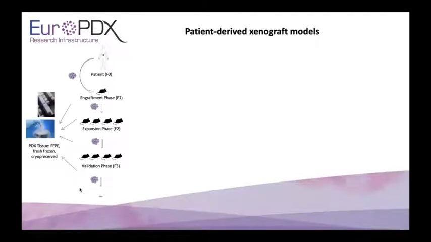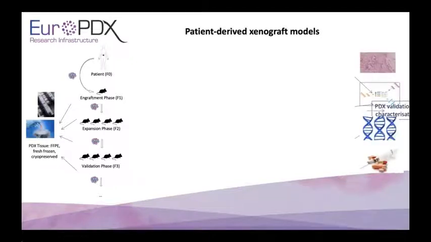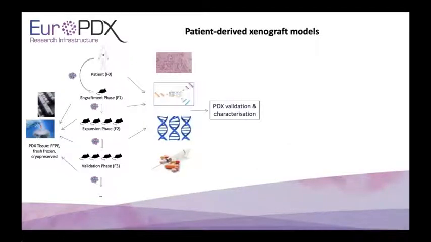At each generation, the tissue is biobanked as formalin-fixed, paraffin-embedded, fresh frozen or cryopreserved, and a certain number of validations and characterizations are performed. Those include histology, fingerprinting to track the genealogy of the samples, sequencing of different forms, and drug dosing studies. This allows us to validate the PDX model, to compare it to the original tumor of the patient, and of course to characterize the tumor.